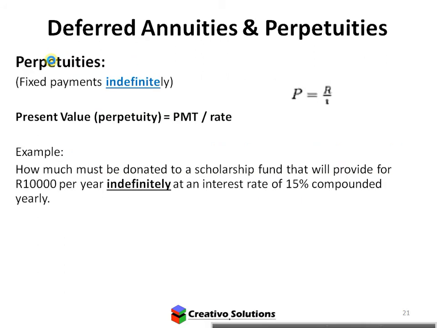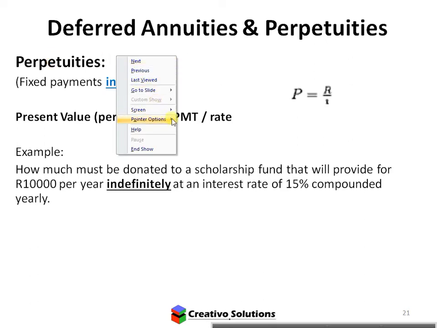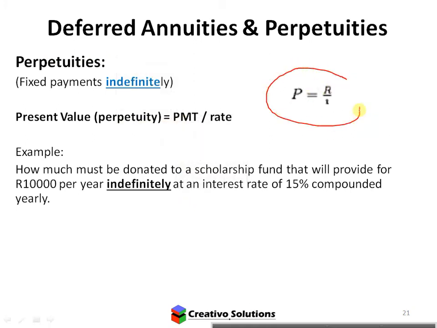We spoke about a perpetuity earlier. We now need to know how to do the calculation. Remember the key word for perpetuity is never ending, perpetual. This formula is given in your formula sheet, so there's no need to remember it. It's one of the equations on the formula sheet in your exam. P equals R over I. P represents the present value, and R is the payment.